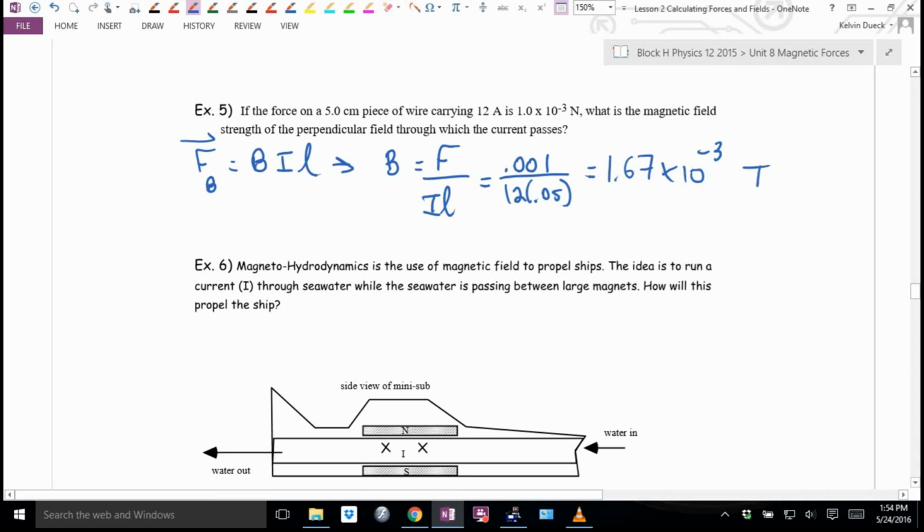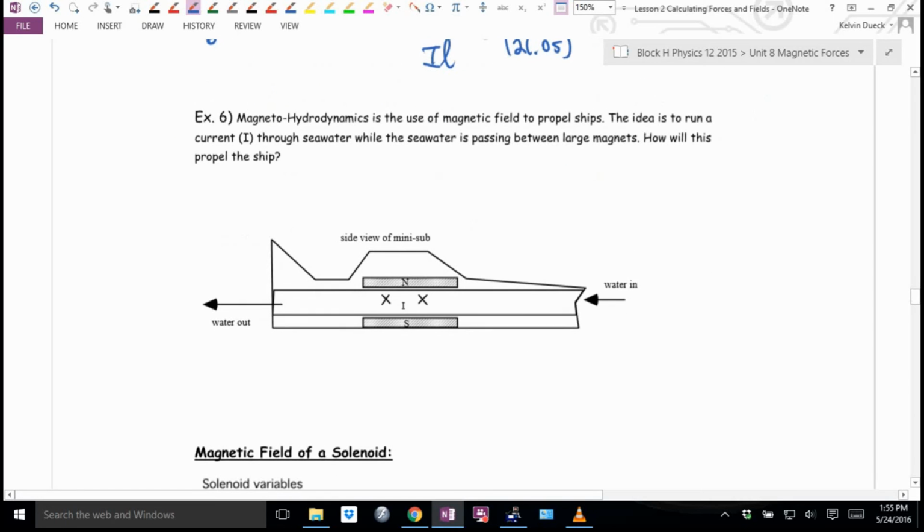Some cool applications of this. Any of you ever see the movie The Hunt for Red October or read the book? I love that movie. Here's the physics of the caterpillar drive. That's a good movie. So, magnetohydrodynamics is the use of magnetic fields to propel ships or submarines.